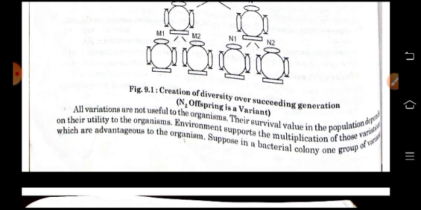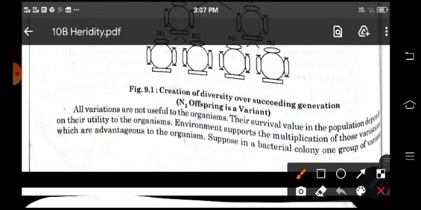Now all variations are not useful to the organism. Their survival value in the population depends on their utility to the organism. The environment supports the multiplication of those variations which are advantageous to the organism.